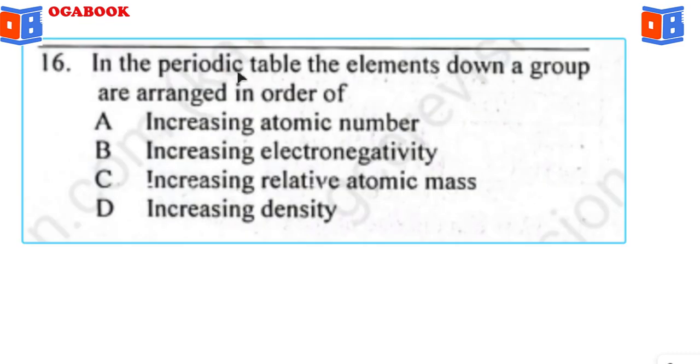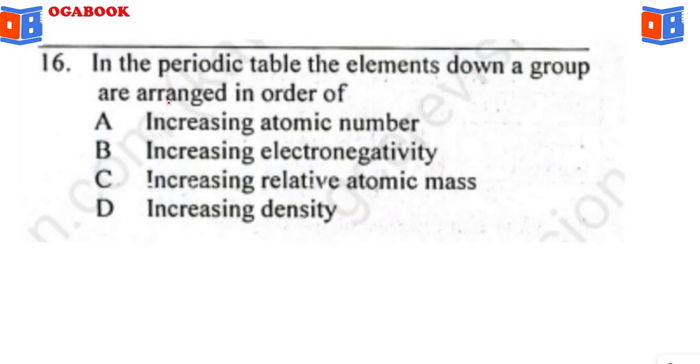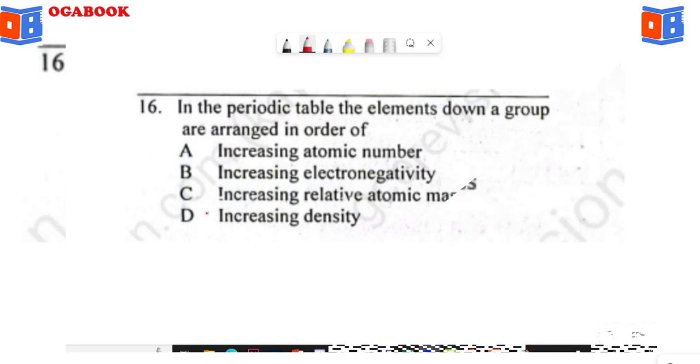Question 16. In the periodic table, the elements down a group are arranged in order of. The main order of arrangement of elements in a group, say group 1, is in order of increasing relative atomic mass, increasing mass of the elements. As the group is descended, the relative atomic masses increase. So C is our correct answer.